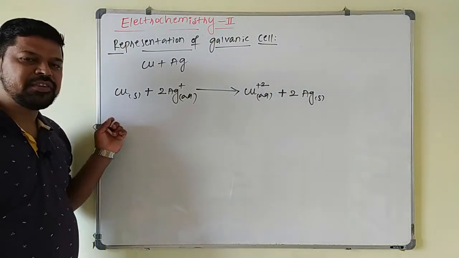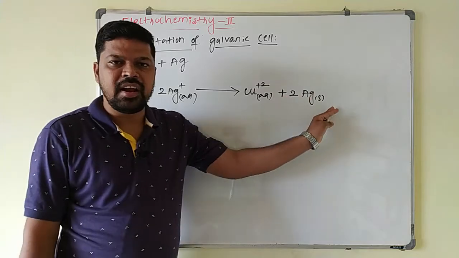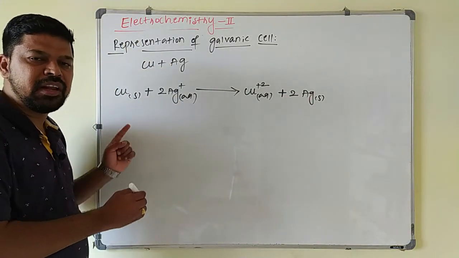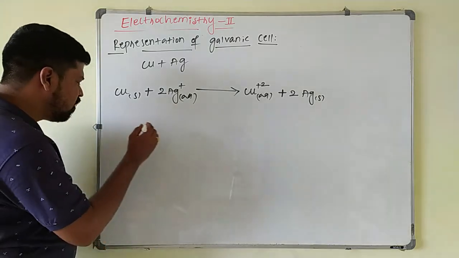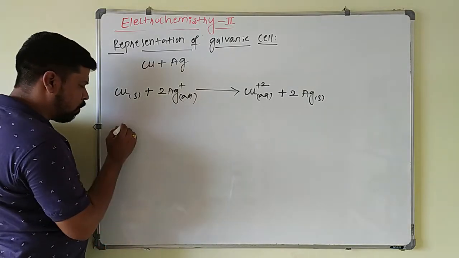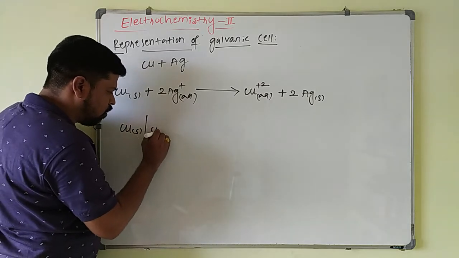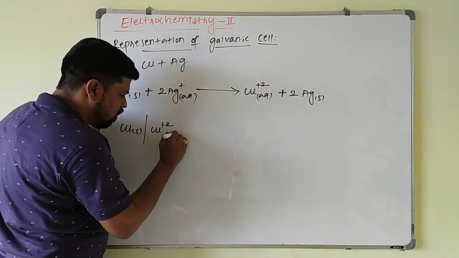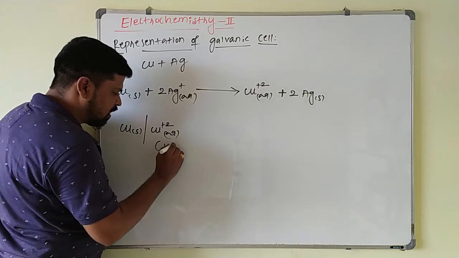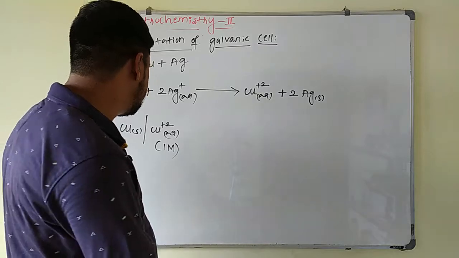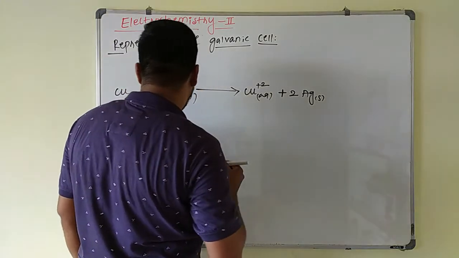Now oxidation half cell left hand side, reduction half cell right hand side. Oxidation half cell is represented by what? By putting a vertical line between the electrode and electrolytic solution here. So oxidation is what here? Copper. Copper is undergoing oxidation. Cu2+ aqueous medium. Concentration is written in the bracket. Now this silver is undergoing what? Reduction here.